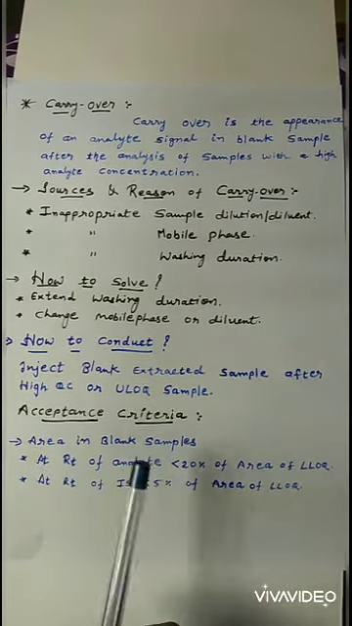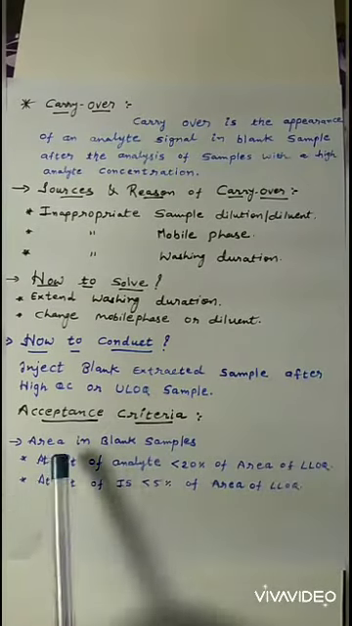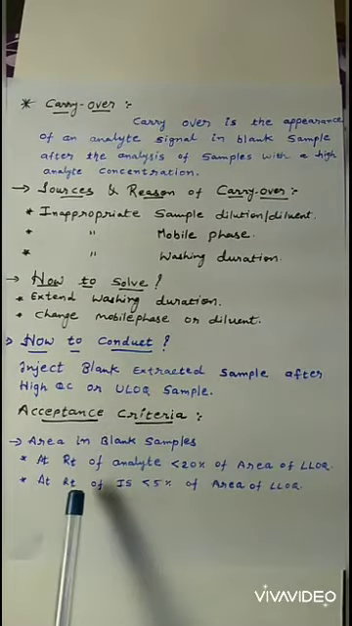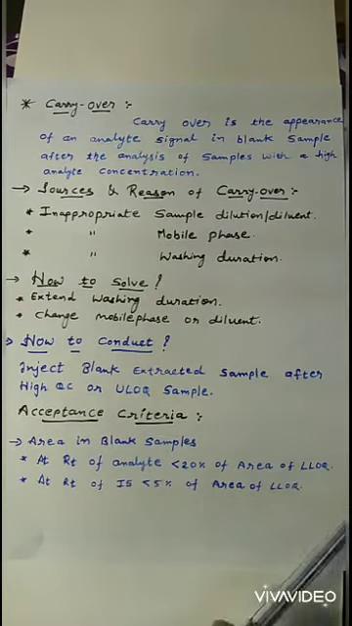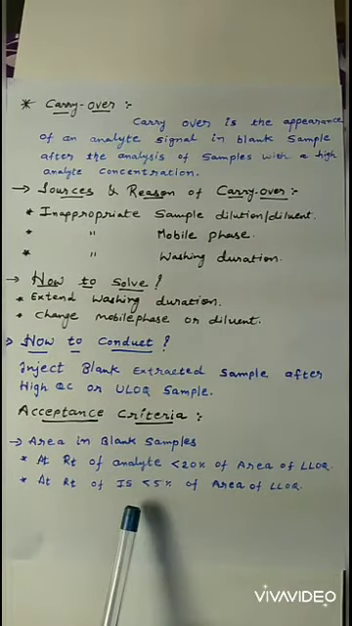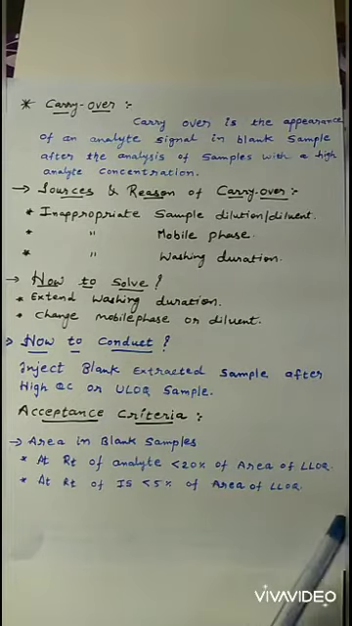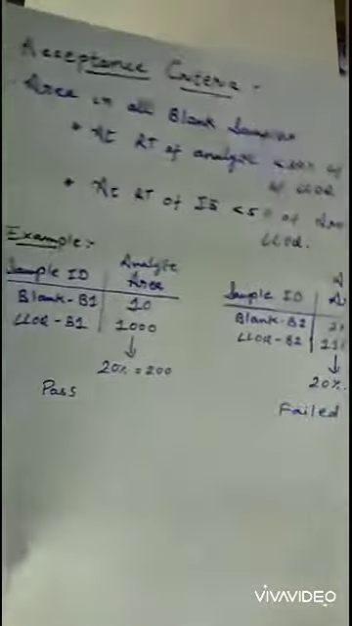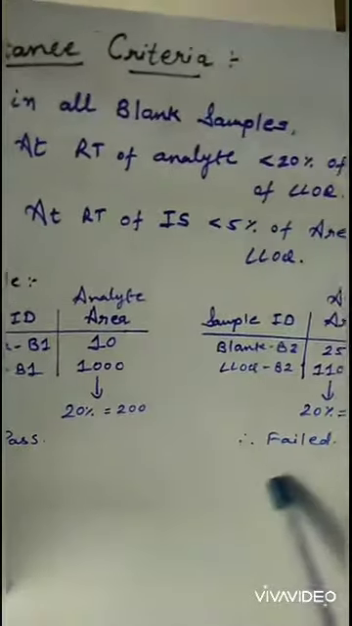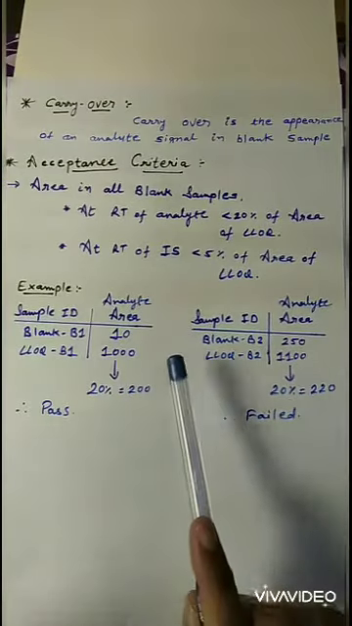Now, acceptance criteria for carryover. Area in blank samples at the retention time of the analyte should be less than 20% of the area of LLOQ, and at the retention time of IS less than 5% of the area of LLOQ. Here also we can calculate like the example which I explained in selectivity.